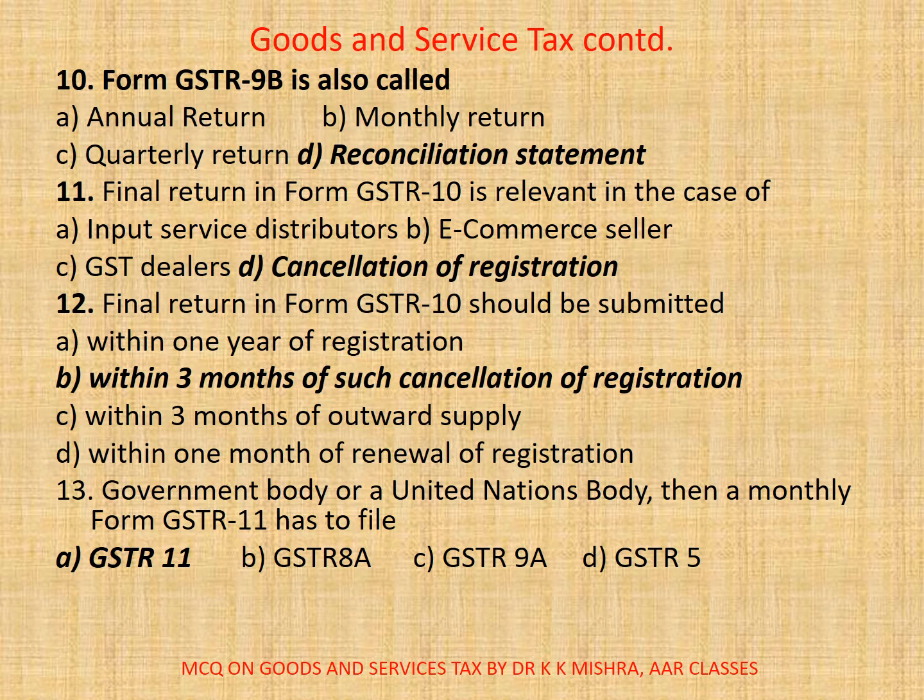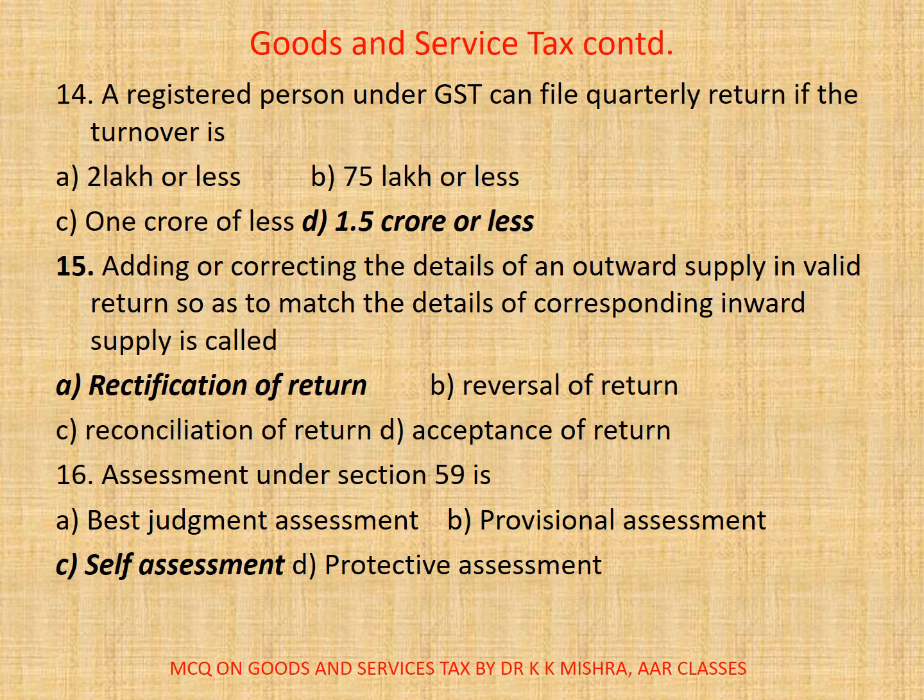13. Government body or a United Nations body, then a monthly form has to be filed. A. GSTR 11, B. GSTR 8A, C. GSTR 9A, D. GSTR 5. Here correct option is A. GSTR 11. 14. A registered person under GST can file quarterly return if the turnover is A. 2 lakh or less, B. 75 lakh or less, C. 1 crore or less, D. 1.5 crore or less. Here correct option is D.